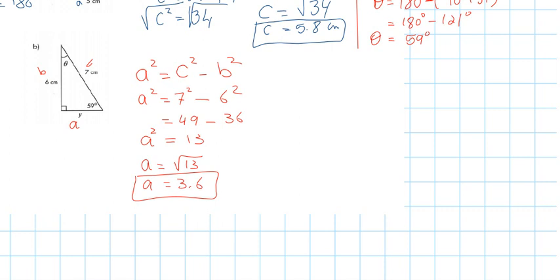Does it make sense? Yes, it should make sense because it's a smaller side. Make sure that your answer for one of the other two sides is never bigger or greater than your hypotenuse. The hypotenuse is your largest side. Do not make that mistake.